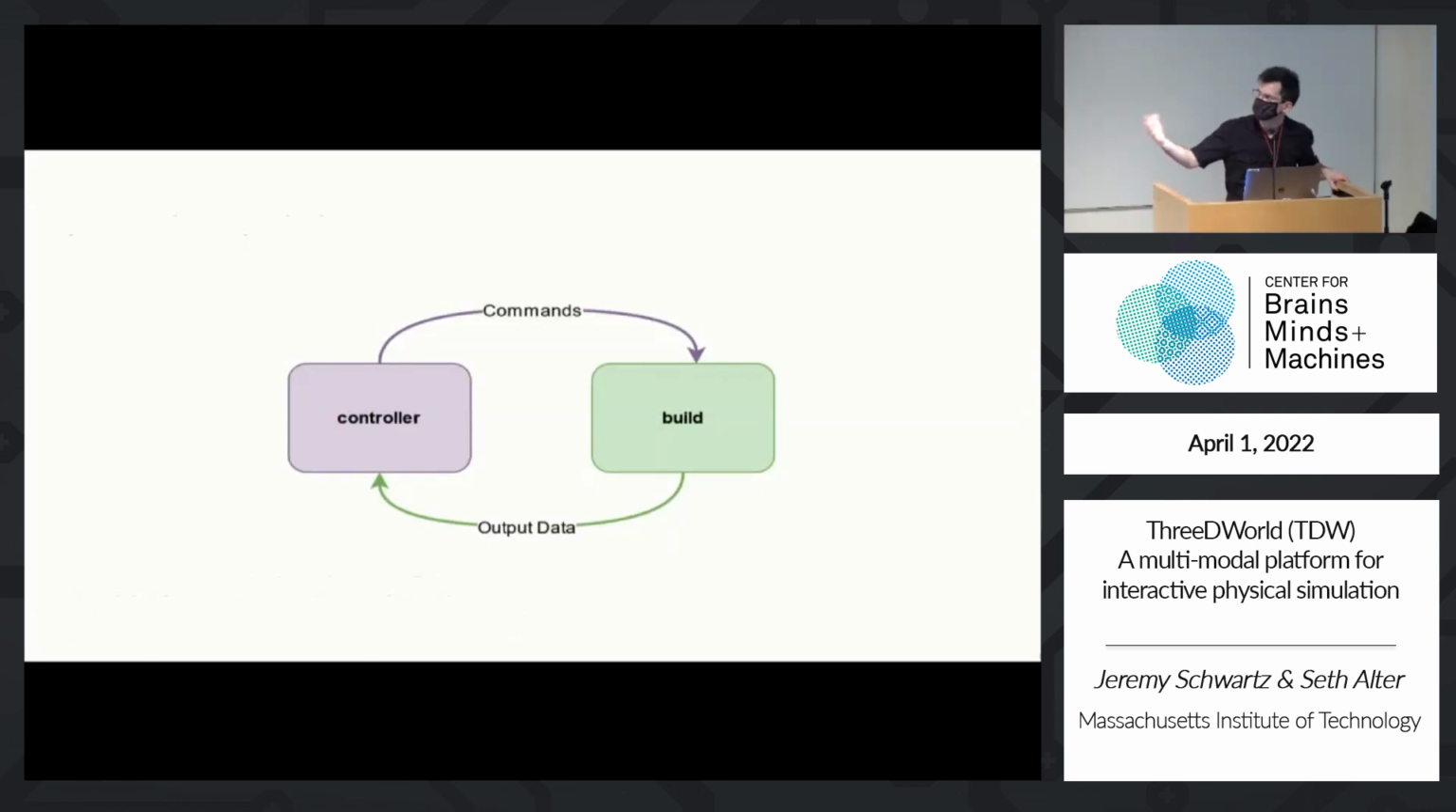So Jeremy showed you a much nicer looking diagram, but this is the short version. The controller is the part that you write. That's the Python script. And you're going to send commands via that communicate call over to the build, which is the window that popped up. The build on every communicate step is going to spit out output data. And you can use that output data however you want. You can save it directly to disk if it's an image, or maybe you want to use the images to do some sort of planning process.